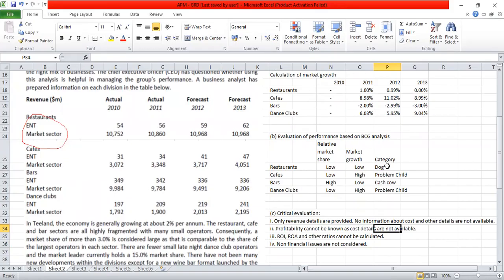Then problem child: there is a possibility for them to grow. Therefore, the firm should be ready to invest in cafes and dance clubs, because they are problem children. They can grow in future. Therefore, investment should be made into cafes and dance clubs. Bars are a category of cash cow. Cash cow doesn't have any scope for the future. Until now, they have done well, therefore cash flows are generated, so it's categorized as cash cow.